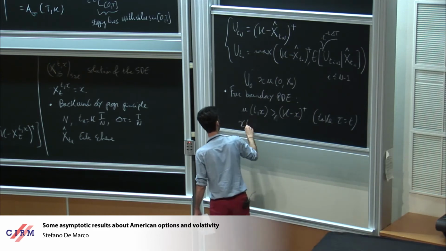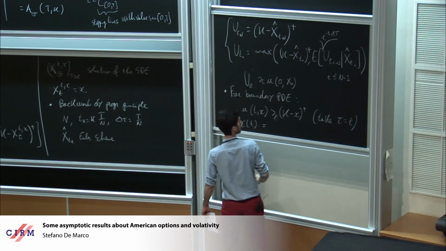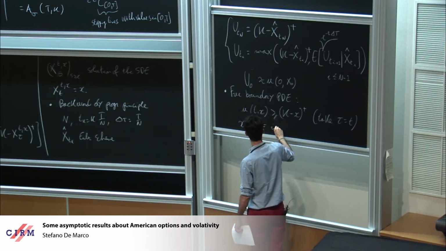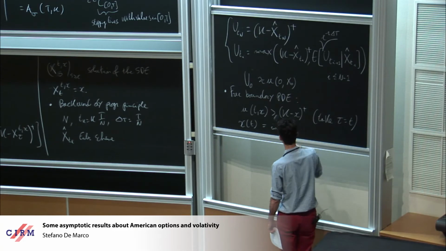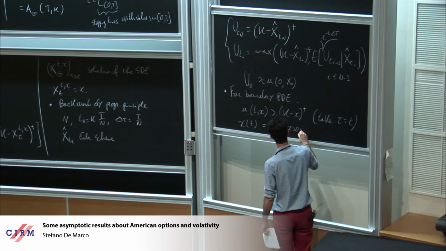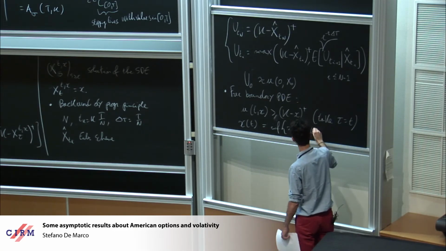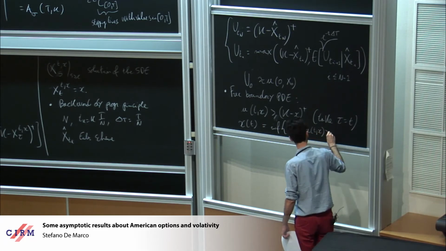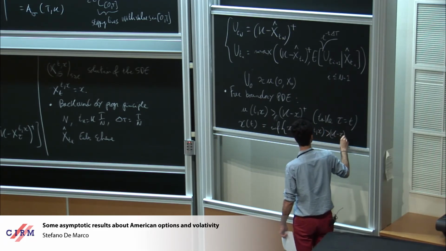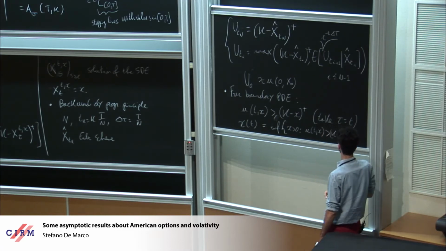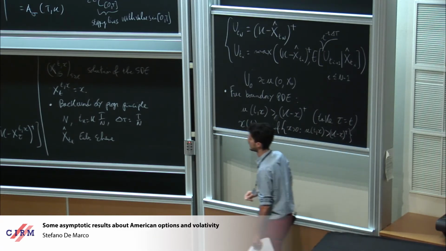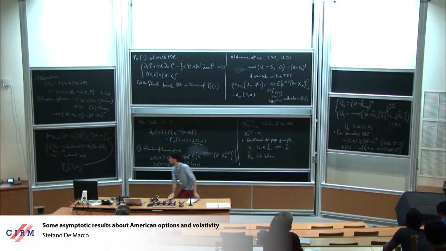So it makes sense to define this object, small x of t, a function of time, which is the infimum of points x at which the value function is strictly larger than this fixed function. And if we do this, the picture looks like that.